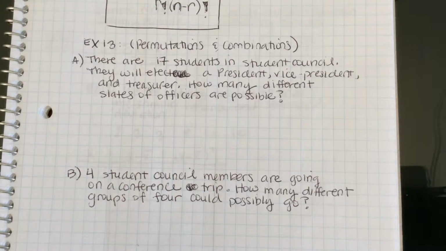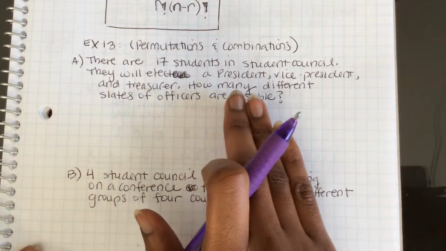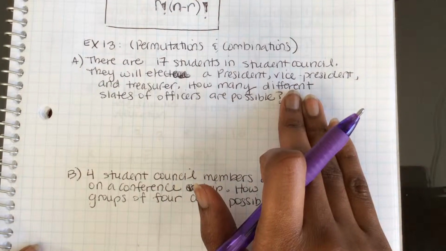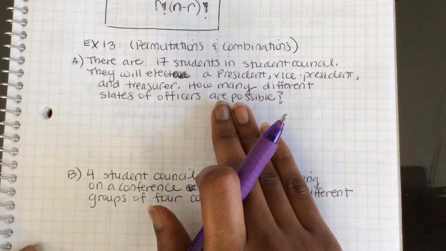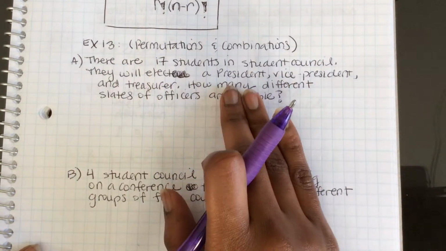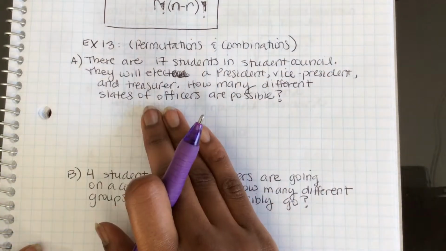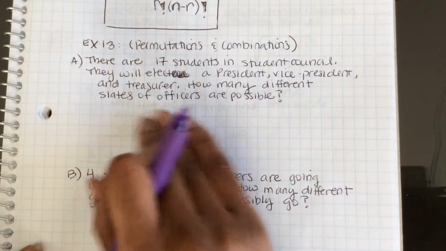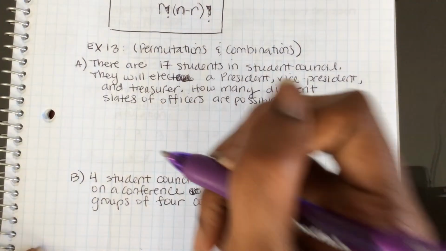So there are 17 students in a student council. They will elect a president, a vice president, and a treasurer. How many different slates of officers are possible? Well, if there's a president and then a vice president and then a treasurer, and then I do another order of those, this order matters, whether you're president or vice president or treasurer. It makes a difference which order you're elected in. So this is a permutation.